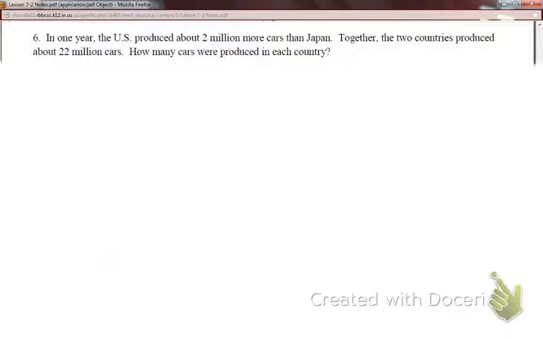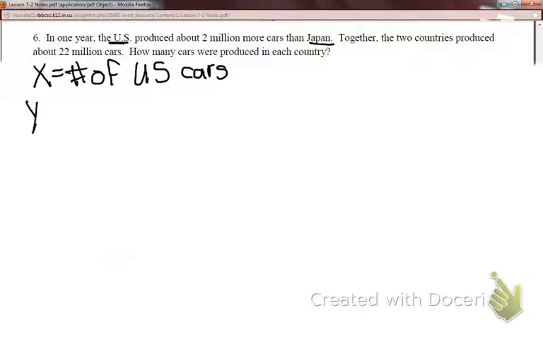So when we define our variables, let's have x equal the number of cars that the U.S. produced, and then y will equal the number of cars that Japan produced. So write that a little bit shorter. Let's say x equals number of U.S. cars and y equals number of Japanese cars.